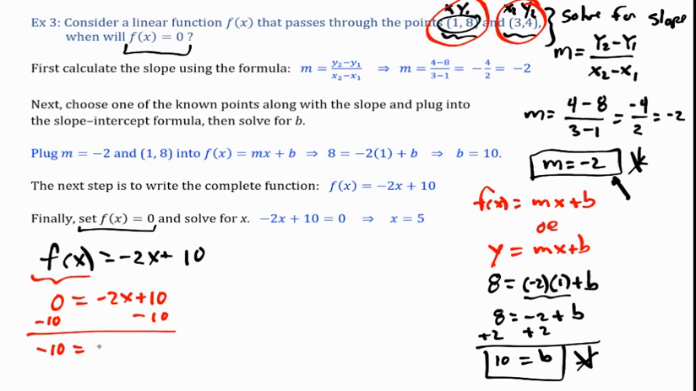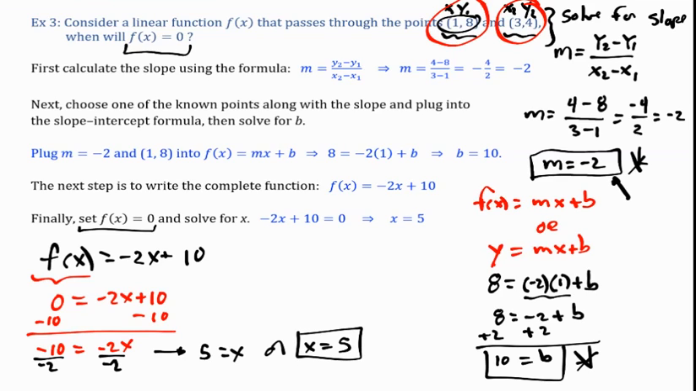Negative 10 is equal to negative 2x. Now to isolate x, divide by its coefficient. Negative 10 divided by negative 2 is a positive 5. So 5 is equal to x, or you can switch the order and say x is equal to 5.